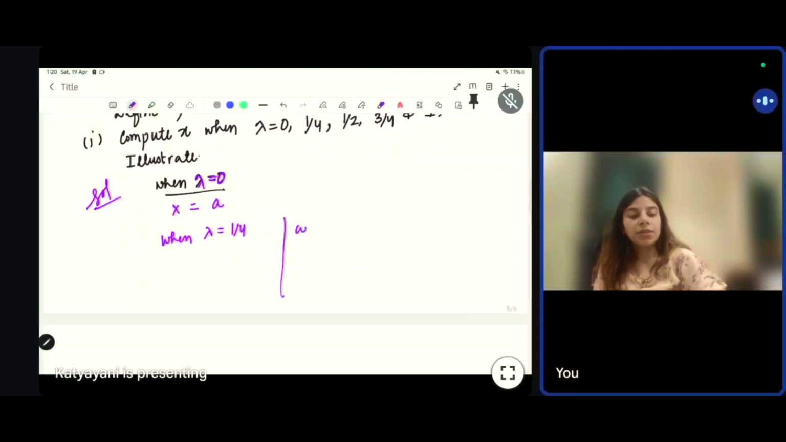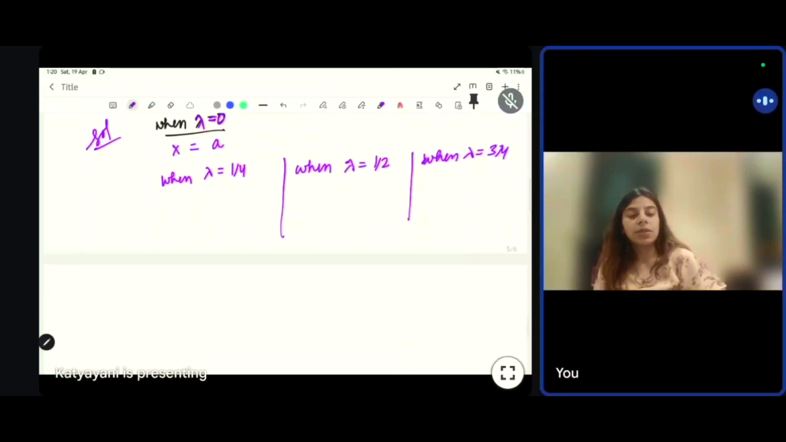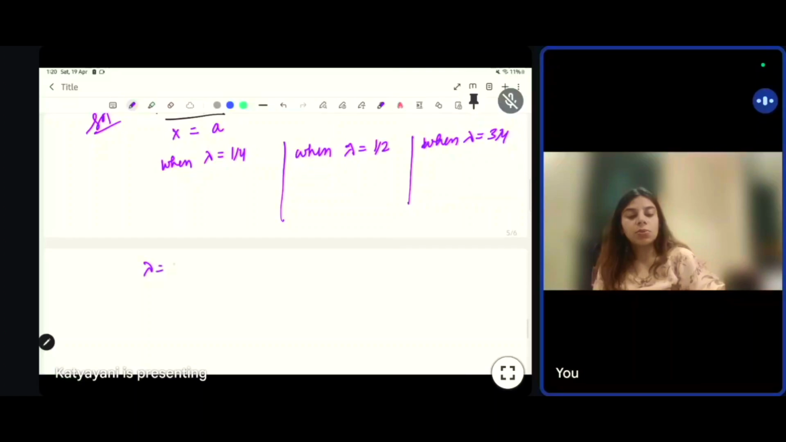When lambda takes 1 by 2, what happens? And then when lambda is 3 by 4, what happens? And then finally, when lambda is 1, what happens?